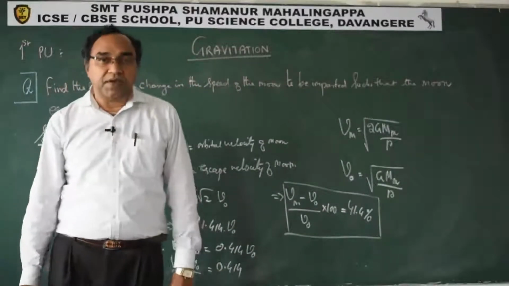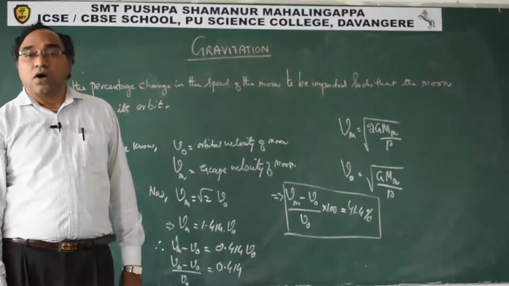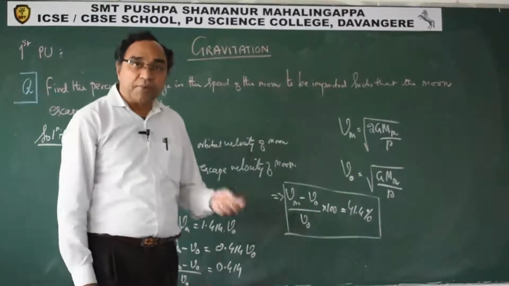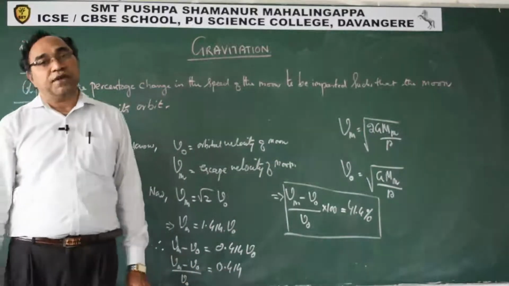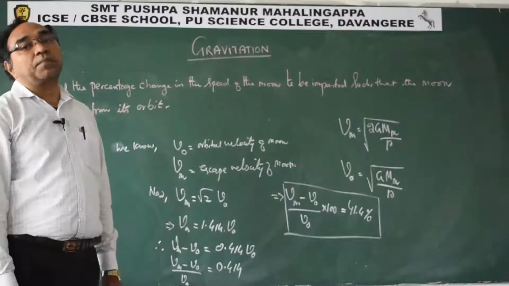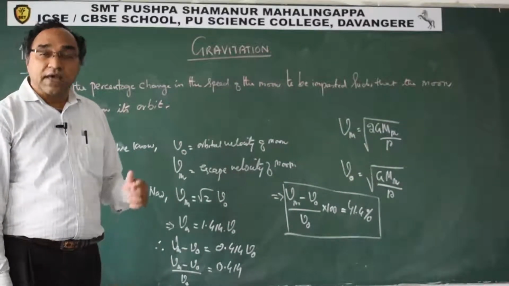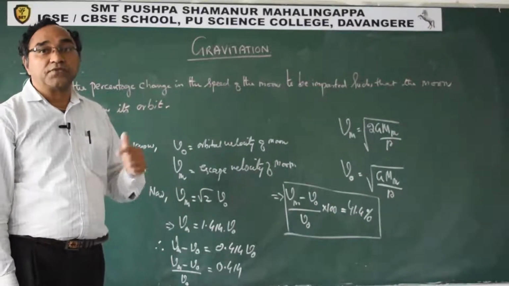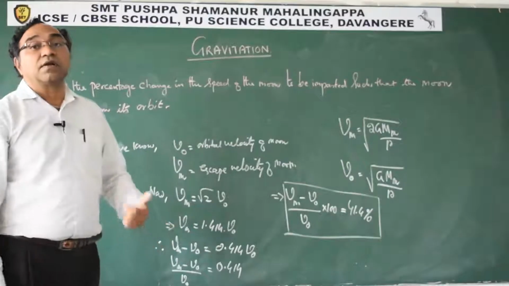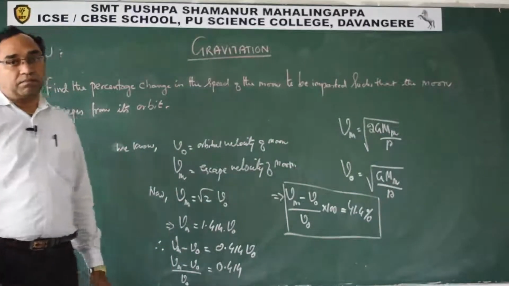So if by some means the orbital velocity of moon is increased by 41.4% of its present orbital velocity, then moon will no longer be a natural satellite to earth. It will escape from its orbit and it will come out of the gravitational field of earth.